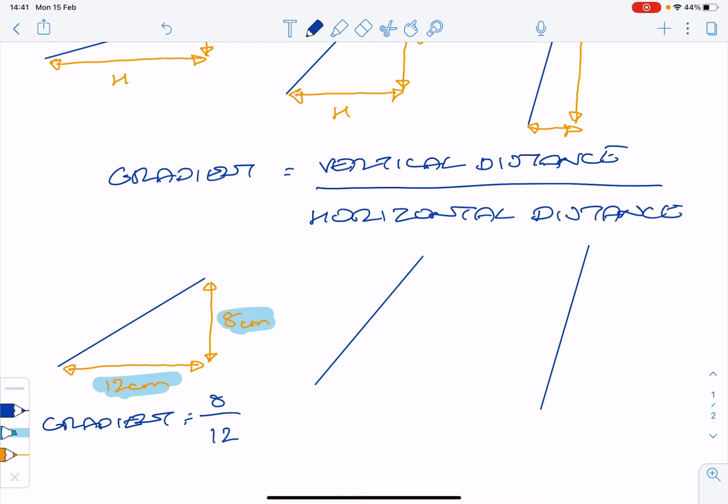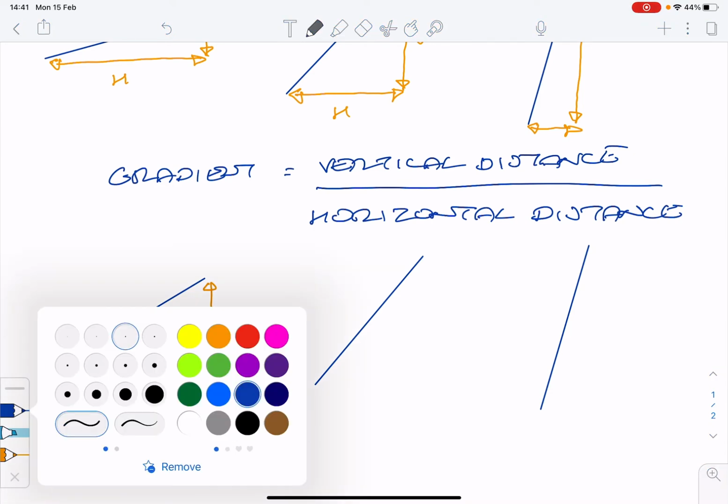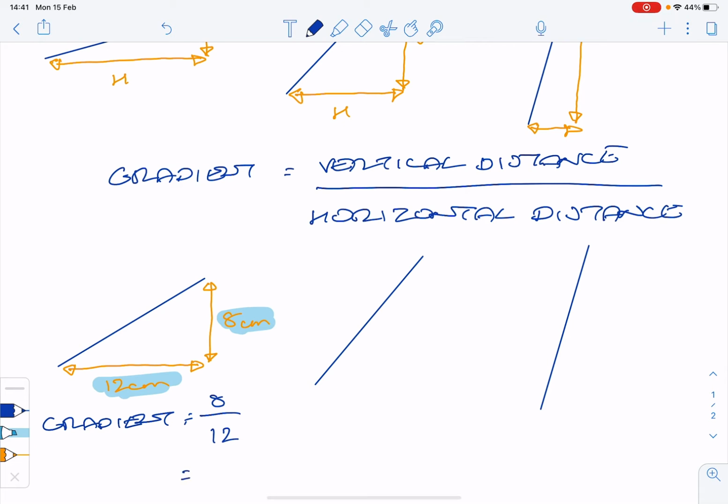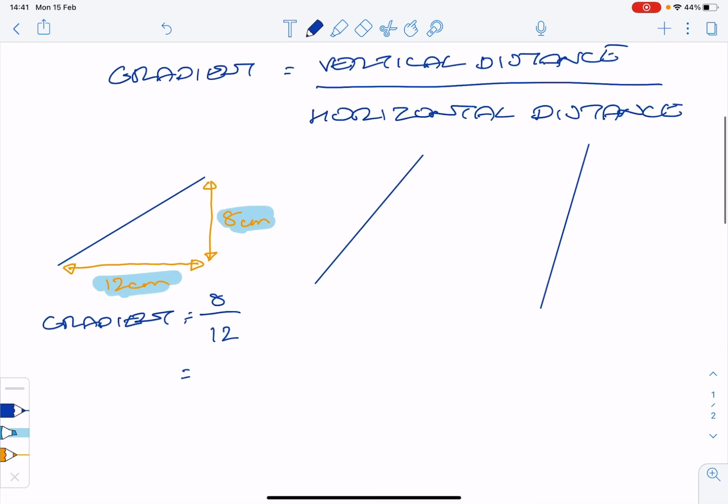Generally, when we're dealing with gradients, we're quite happy to just leave it in terms of a fraction, okay? However, obviously with fractions like this, we want to simplify where possible. 8 and 12 actually both divide by 4, okay? So we can simplify this to 2/3, okay? Right, in some situations, we don't want to necessarily leave it as a fraction. We can change it.